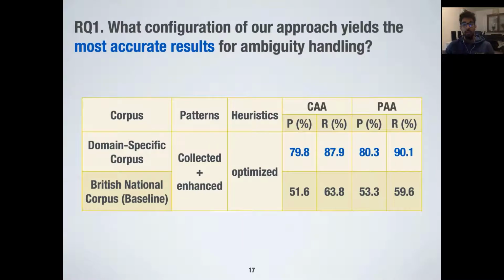In the first research question, we experimented with different configurations of our approach, including collected and enhanced patterns. We highlight in blue the best configuration. Our domain-specific approach achieves on average 80% precision and 89% recall for both ambiguity types. Compared to a baseline that uses a generic corpus, our approach yields a significant improvement of 28% more precision and 27% more recall.